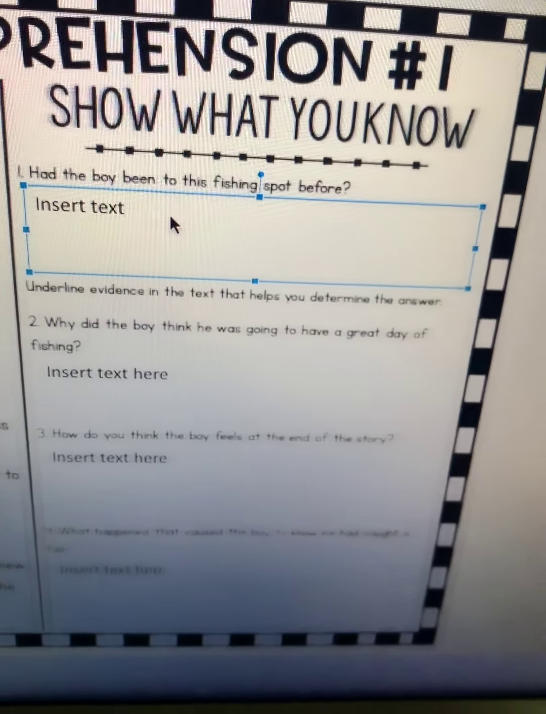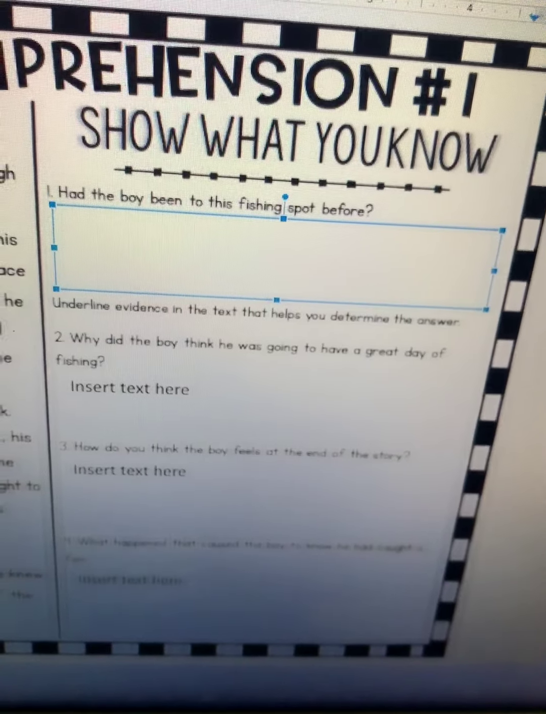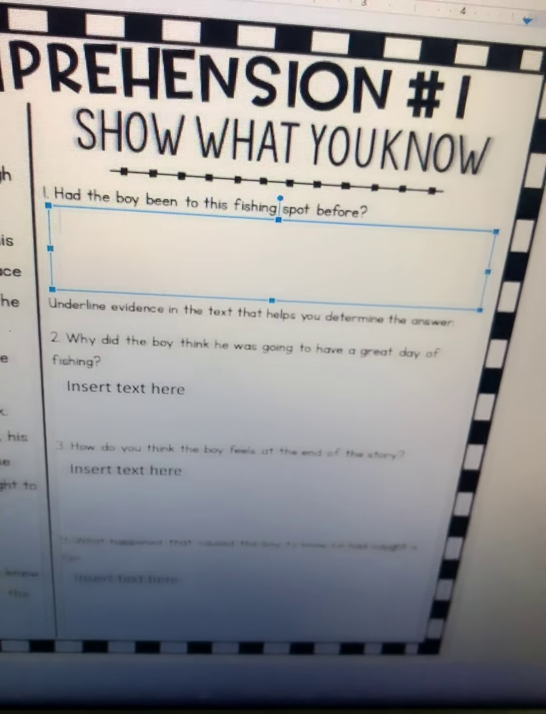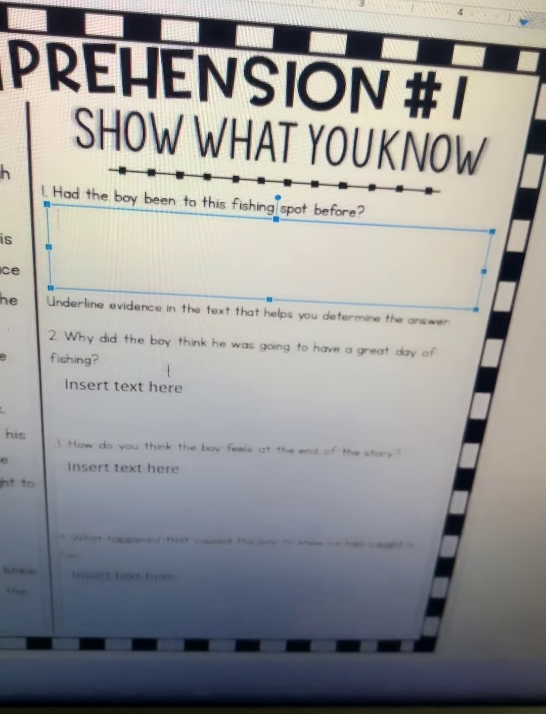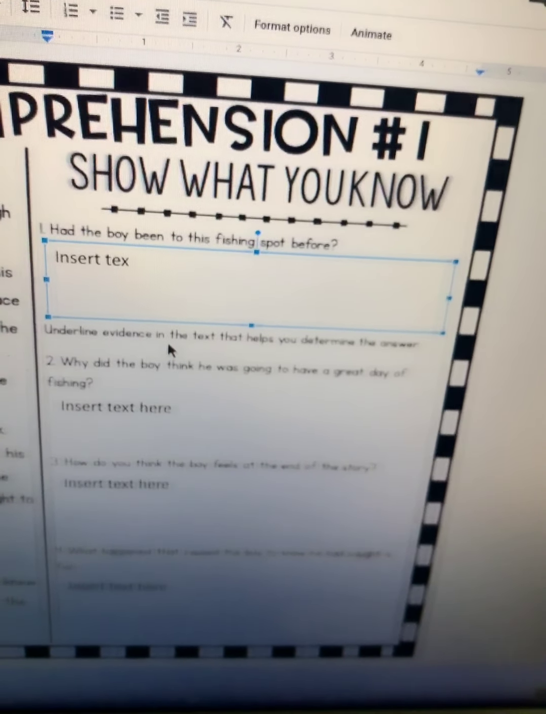And then when you're ready to write your answer, instead of writing just yes or no, you're going to tell me yes or no, and then you're going to tell me why. Why do you say that? What evidence do you have, okay? And you can just type in that text box.